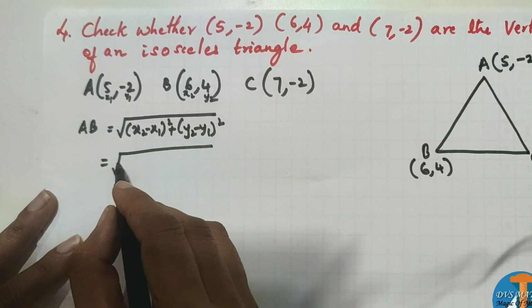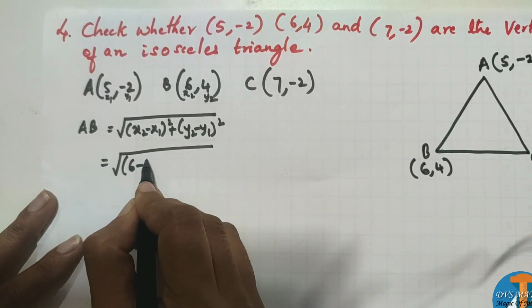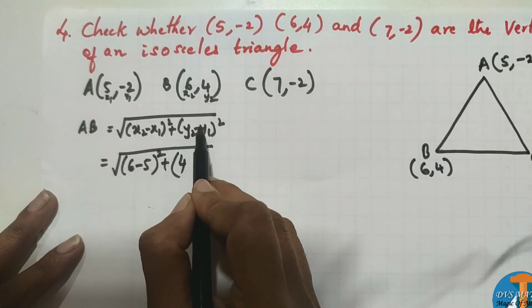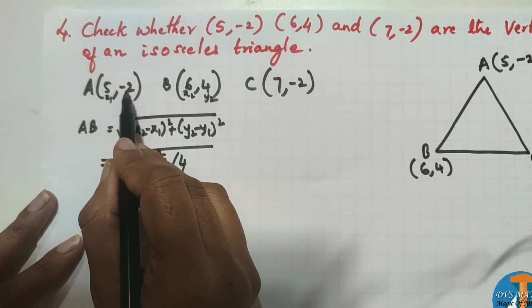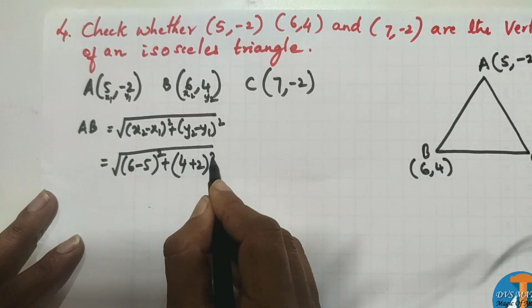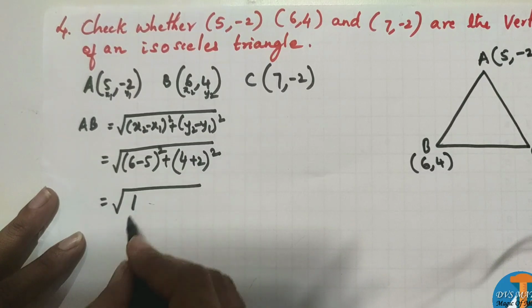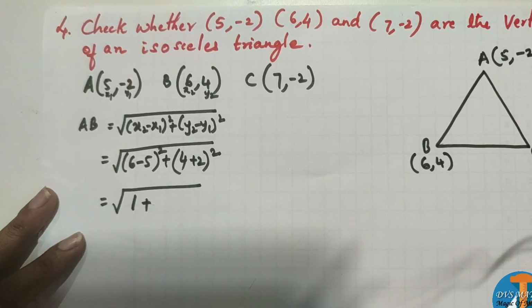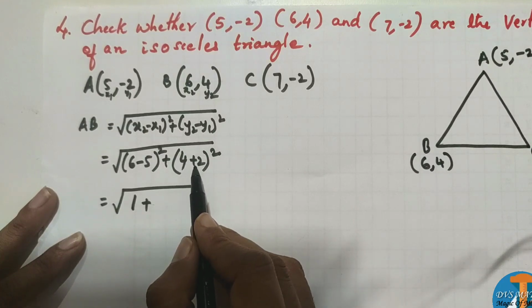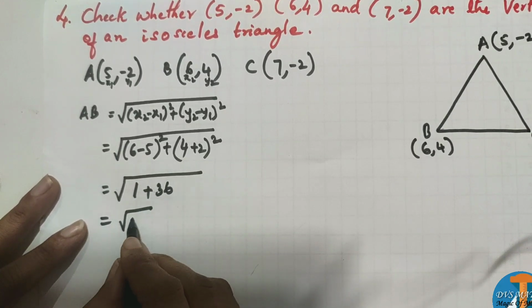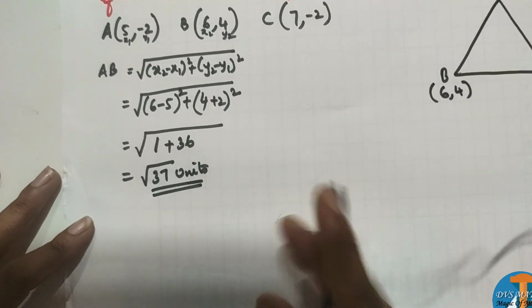Now x2, what is x2? 6 now. 6 minus 5 whole square, plus 4, but you have observed here you have minus, here also you have minus, minus into minus plus 2 whole square. Now let us simplify. 6 minus 5 is 1, square ಎಷ್ಟು 1, plus 4 plus 2 ಎಷ್ಟು 6, square ಎಷ್ಟು 36. ಅರ್ಥ ಆಗ್ತಾ ಇದೆಯಾ? ಎಷ್ಟು ಬಂತು ನಿಮಗೆ? 36 plus 1, 37 units ಬಂತು. ಕ್ಲಿಯರ್? ಸೊ ನೆಕ್ಸ್ಟ್ ಹೋಗೋಣ.